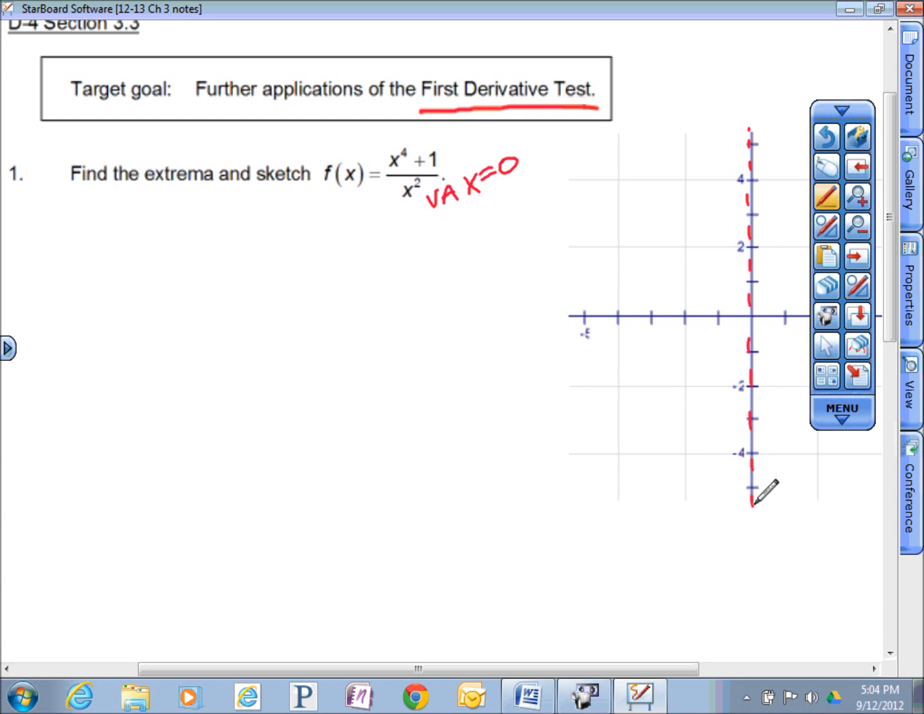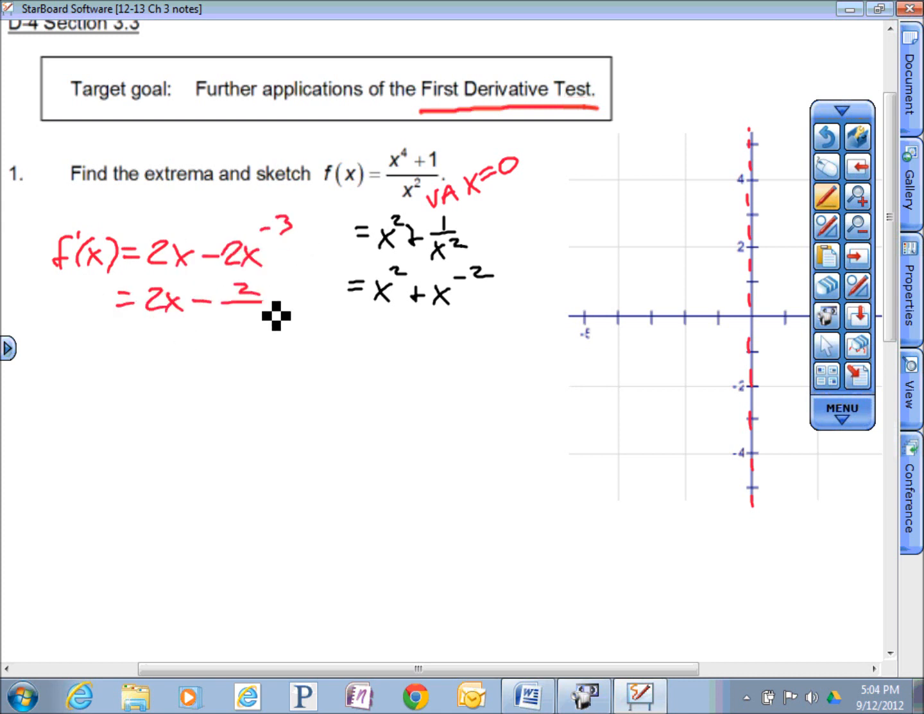Now, as far as the derivative goes, I kind of cheat a little bit. I'm going to rewrite this original function. Let's call it x squared plus 1 over x squared, or x squared plus x to the negative second power. If I've got to find extrema, we know the first derivative test says we're going to have to take the derivative. Well, I like taking the derivative of that. So here's my derivative, f prime of x: 2x minus 2x to the negative third, or 2x minus 2 over x cubed, or let's multiply this by x cubed over x cubed: 2x to the fourth minus 2 over x cubed.